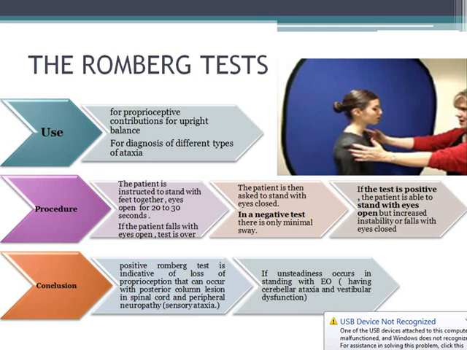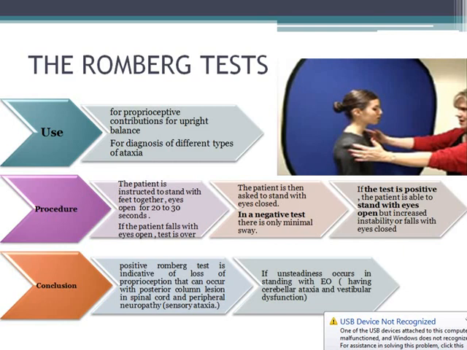Now, the procedure. The patient is instructed to stand with feet together and eyes open for 20 to 30 seconds. If the patient falls with eyes open, the test is over. But if the patient maintains balance with eyes open, the test is continued with eyes closed. In a negative test, there is only minimal sway with the eyes closed.